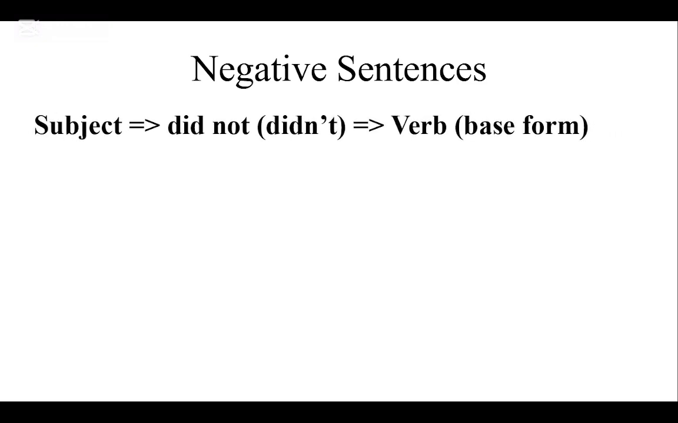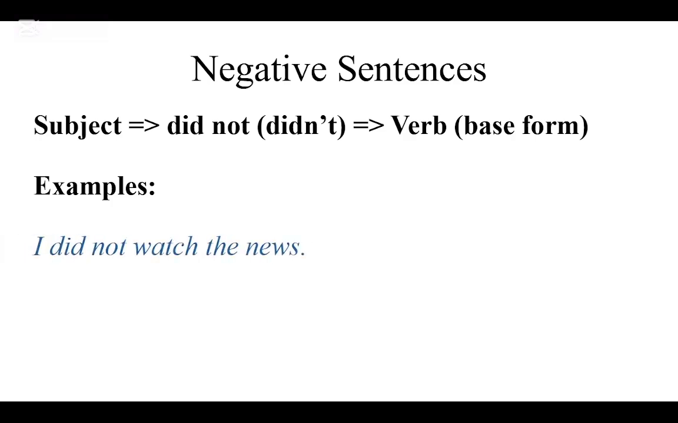Negative sentences. The structure is subject followed by did not, followed by the base form of the verb. Remember, when you use did in a sentence, you will use the base form of the main verb. Let's look at these examples. I did not watch the news. We did not go to the party.